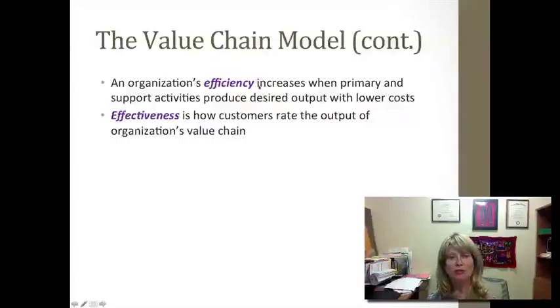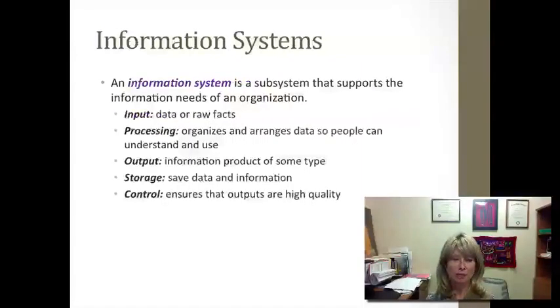Okay, so the efficiency increases when primary and support activities produce output with lower costs, obviously. Effectiveness is how the customers rate the output. So they're going to rate it on the quality and the cost and the service. Those are the key things.